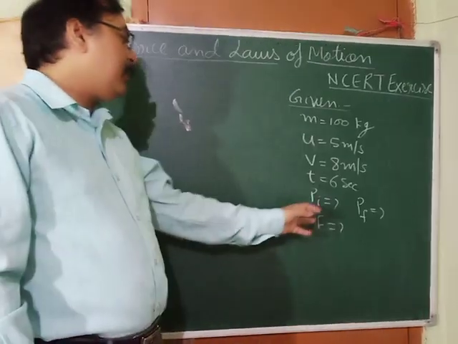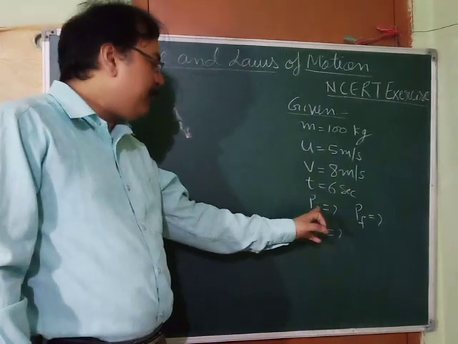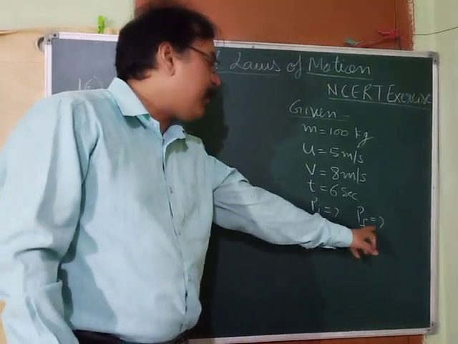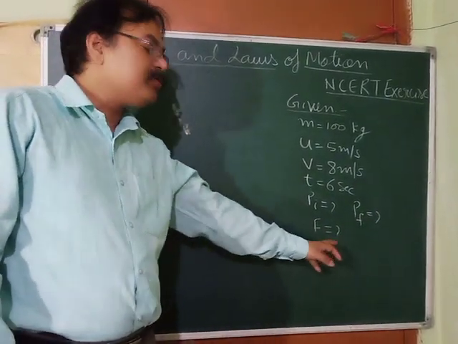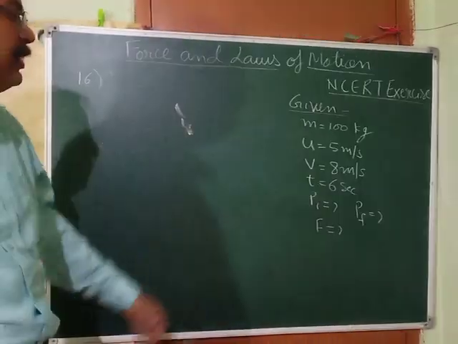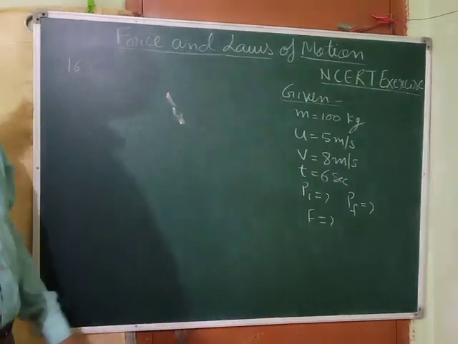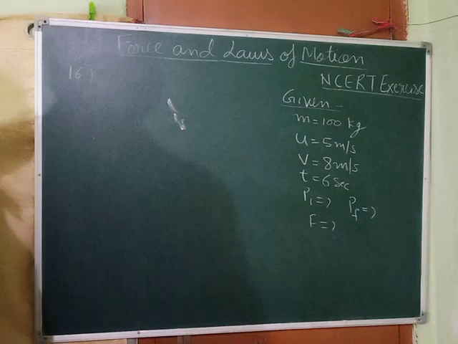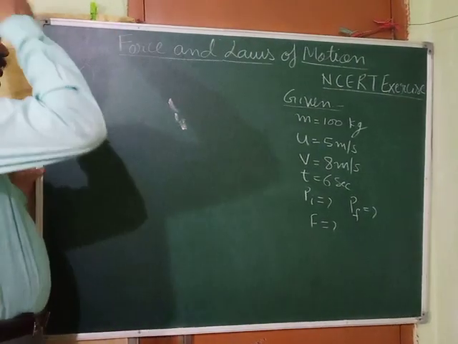And we have to find out its initial momentum, P_i, and the final momentum, P_f, and the force exerted on the body. Because momentum has changed, that means some force was exerted on the body, only then its momentum can change, no? So first we have to find out the initial momentum.